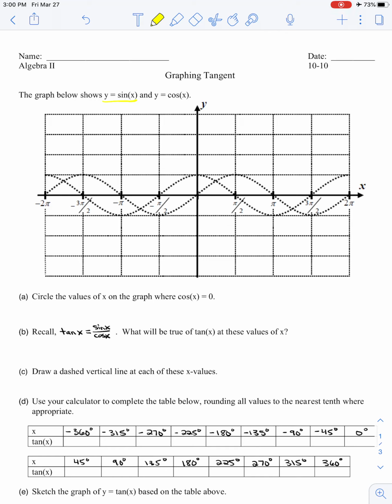So if I'm looking at sine x, remember sine starts at the midline, goes to the max, and continues from there. Whoops. Let's try that again. So midline, max, midline, min, midline. And we can trace it backwards. So here's my sine curve, y equals sine x.